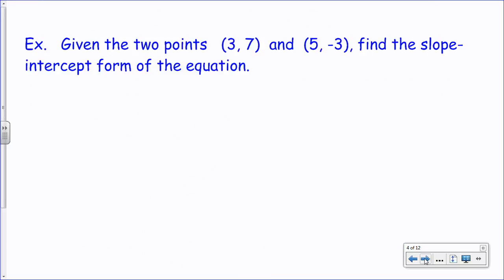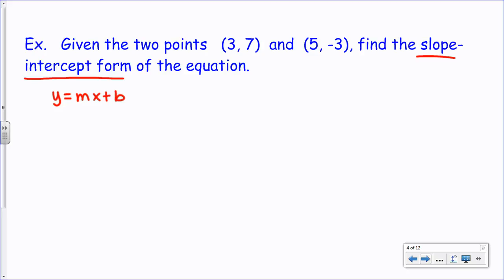Okay, so we're ready to start this example. We're given these 2 points, and we want to find slope-intercept form. So first of all, I need to know what slope-intercept form is. So what do I want to plug in here? For what variables, anyway? I want to plug in a number for m and b. So I want to find the slope and the y-intercept.